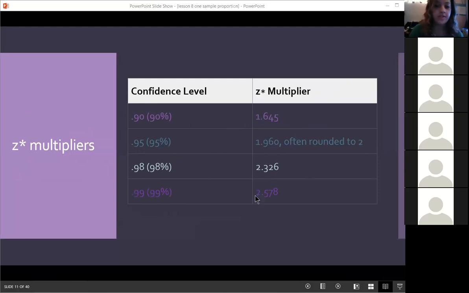And so instead of trying to calculate it, this is just a table to have to refer to. For 95%, people often ask, can I use 1.96? Yeah, you'll get a similar answer, but we often just round it to 2 for that.